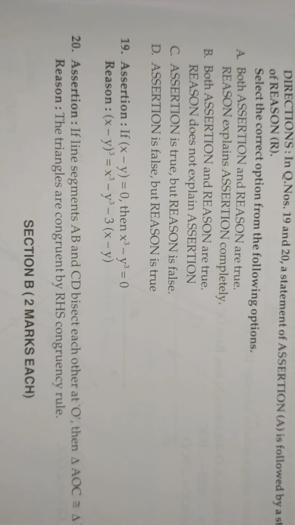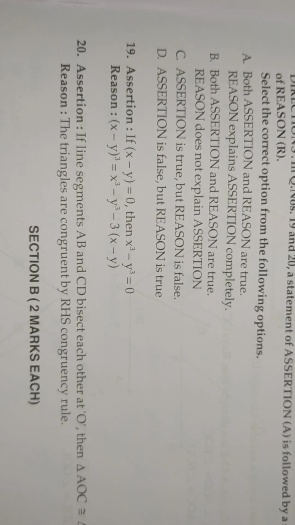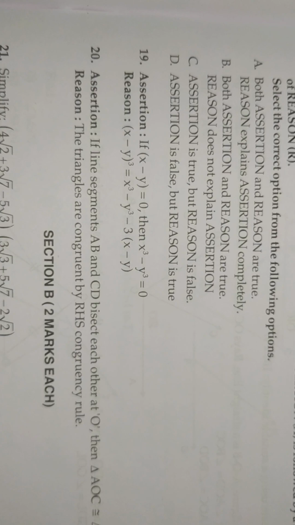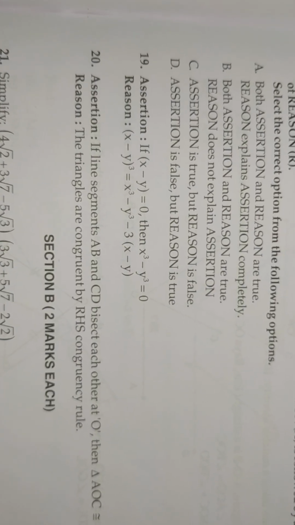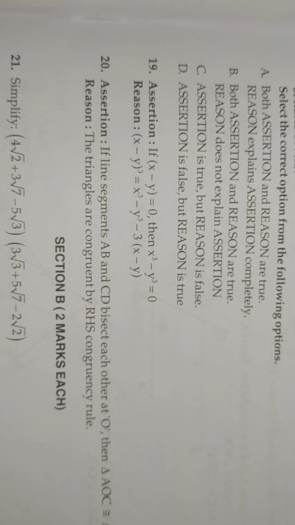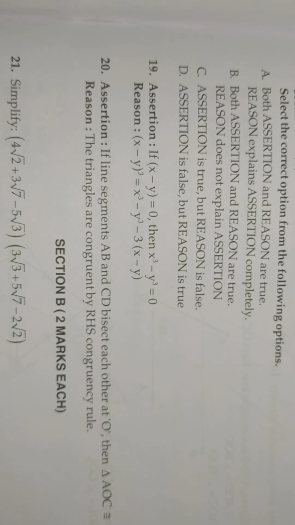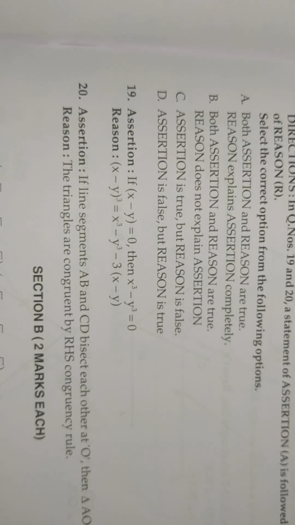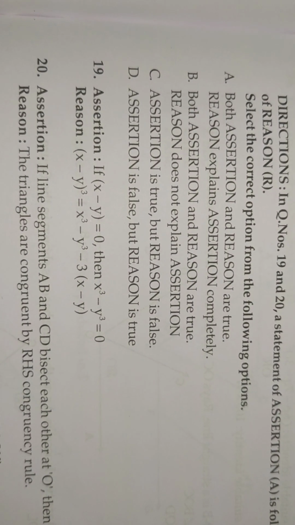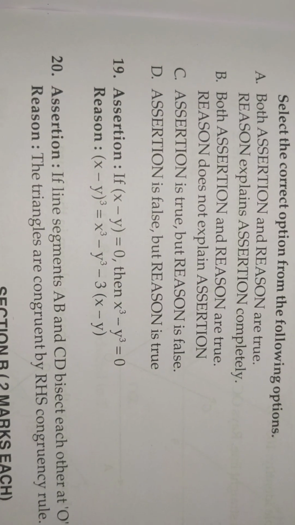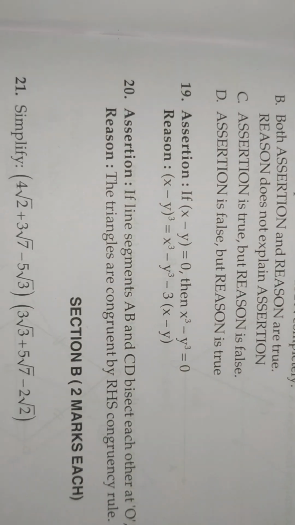Question number 19. Assertion: if x minus y is equal to 0, then x raised to 3 minus y raised to 3 is equal to 0. This is which identity? This is a seventh identity. So the assertion is true, R is also true, both assertion and reason are true, and the reason explains the assertion completely. So option A for question number 19. Now question number 20.